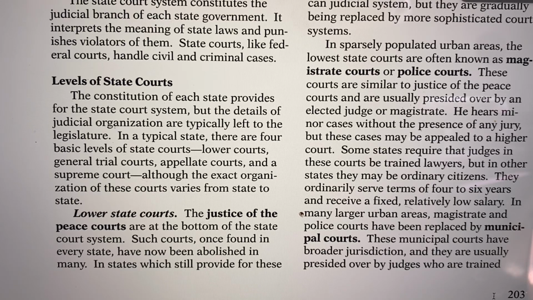So a magistrate court is the lower court. But a magistrate court may appeal to a higher court if need be. And some states require that a magistrate court have a lawyer. It used to be they didn't have to, but now they do. The terms usually are like 4 to 6 years. Remember the JP is 2 to 4 years at most, and these are 4 to 6 years for the magistrate courts. And they have a fixed, pretty low salary. They don't make a lot of money.